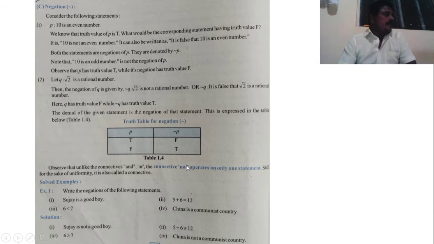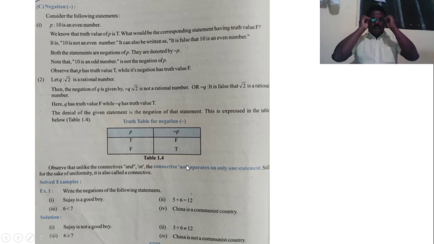Negation. Let P be the statement: 10 is an even number. 10 is an even number is a given simple statement. We know that the truth value of the simple statement P is T. That is, this statement is true. What would be the corresponding statement having truth value F?